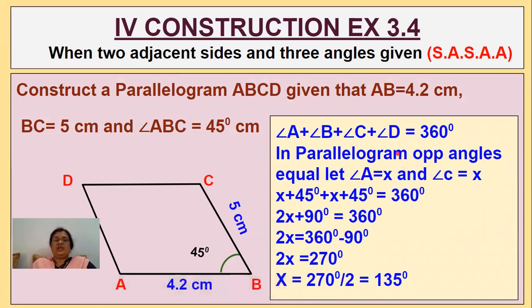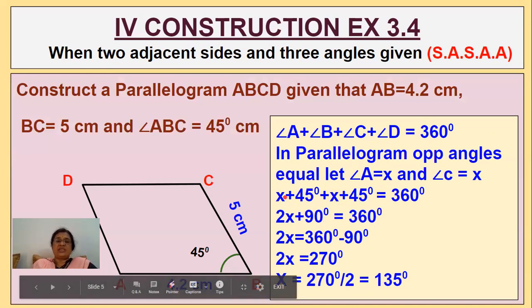See here, you know that in a quadrilateral, the sum of the four angles is equal to 360 degrees. So in a parallelogram, what happens? The opposite angles will be equal. So let us take angle A as x and angle C is also x. In place of angle A and angle C, I have substituted x. And you know that angle B is given, 45 degrees. So naturally angle D will be 45. In place of B and D, I substituted 45 degrees. When you add these two, you will get 90 degrees. And x plus x is 2x.